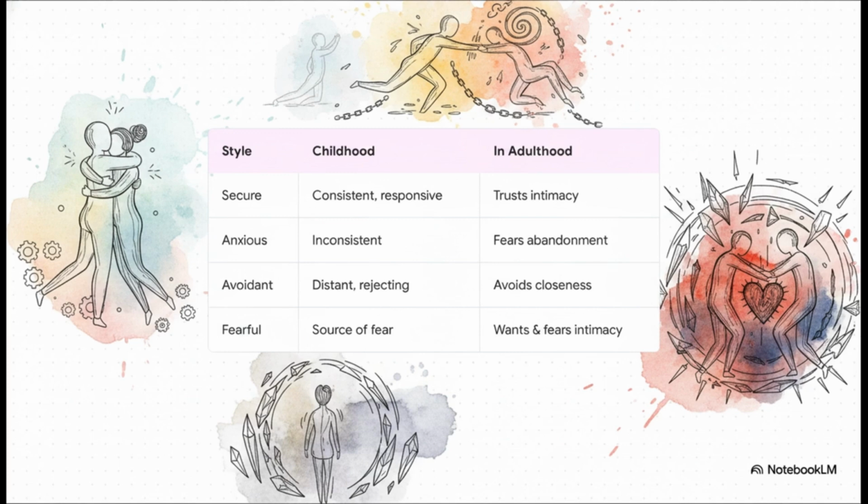Third is dismissive-avoidant. This can happen if a caregiver was emotionally distant or rejecting. The child learns, hey, independence is safer than closeness. So as adults, they really value their self-reliance and can see intimacy as a threat. And finally, there's fearful-avoidant, which is often tied to trauma. Here, the caregiver was a source of both comfort and fear. You can imagine the internal conflict that creates. As an adult, you desperately want connection, but you're also deeply afraid of it.